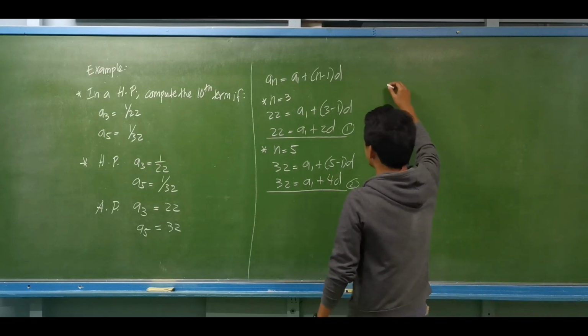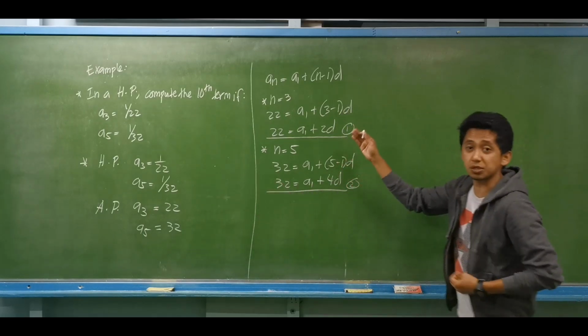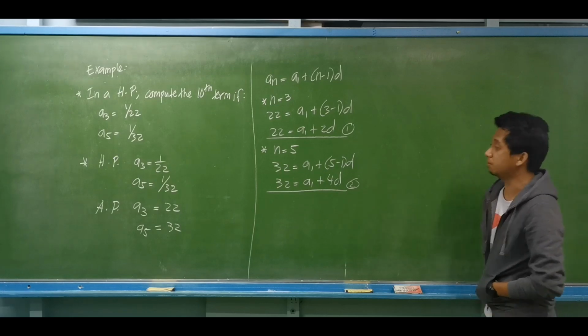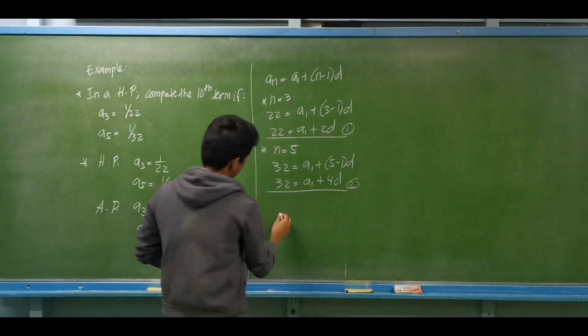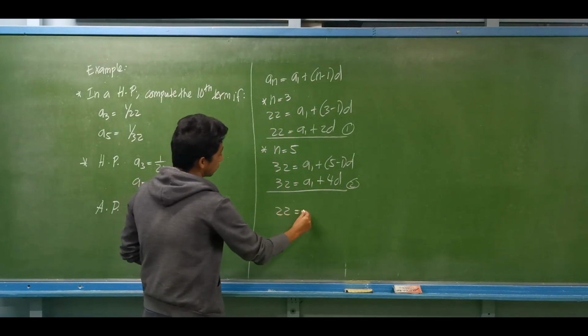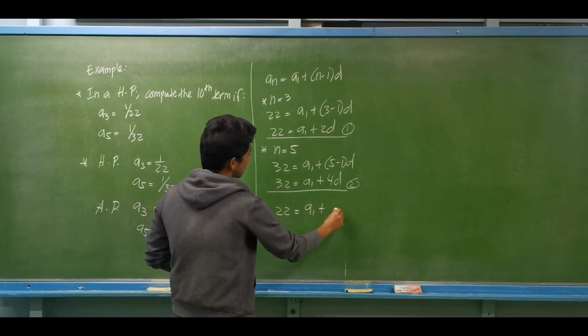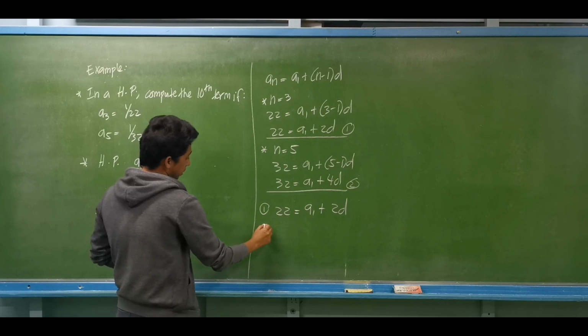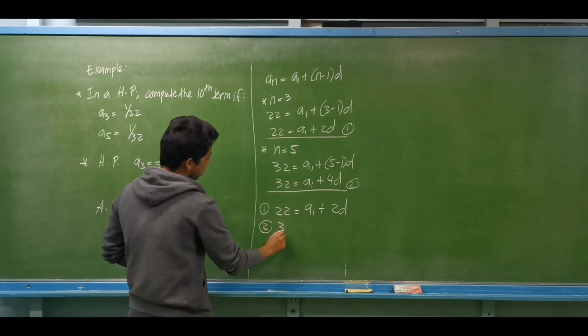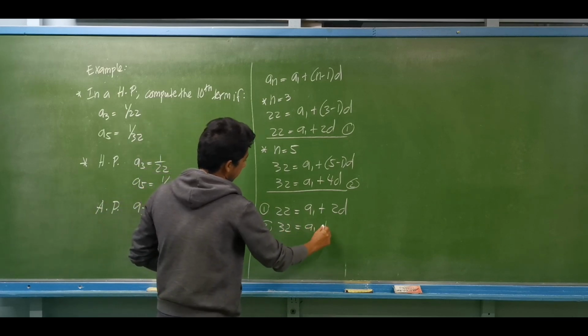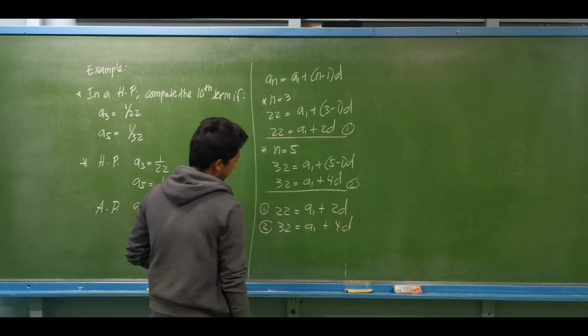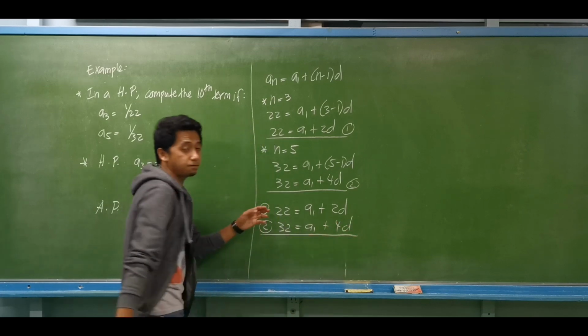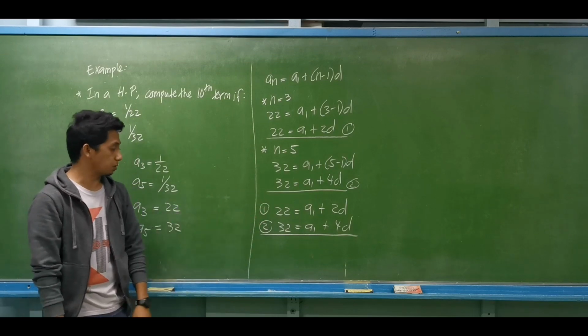So by elimination, let us determine the value of the first term and the common difference. From equation 1, 22 is equal to a1 plus 2d. Then we have equation number 2: 32 is equal to the first term plus 4 times the common difference. So let's have equation number 1 minus equation number 2.